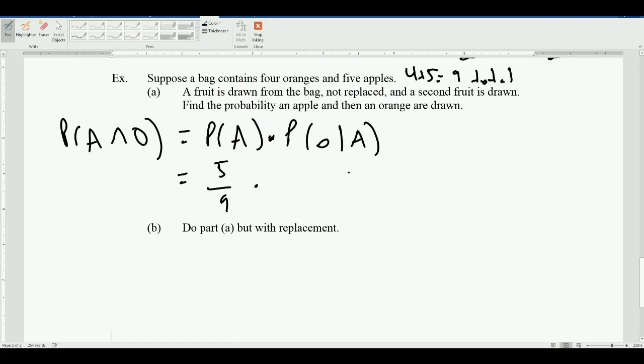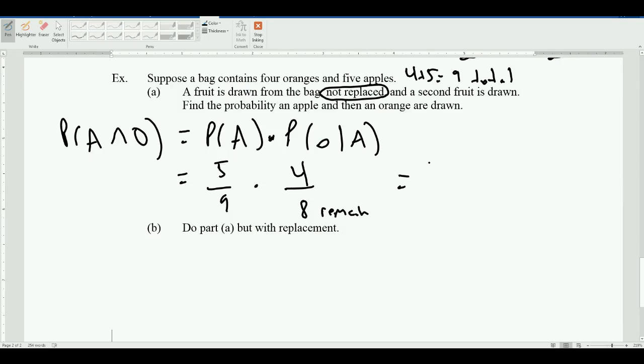So when you don't replace it, there's how many fruit left over? There's 8 fruit left over. And how many of those are orange? 4. Did you catch that? That's not replaced. It means once you take out a fruit, 8 left over. That's what this given stuff means. 8 remain. And 4 of those are oranges.